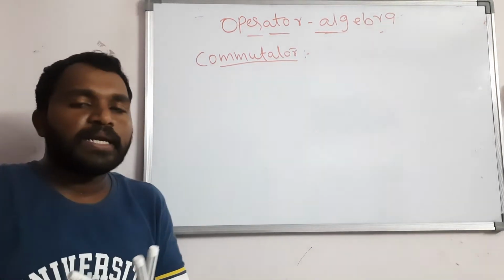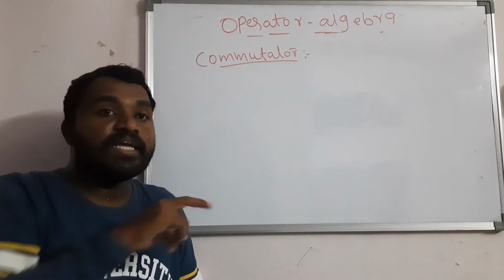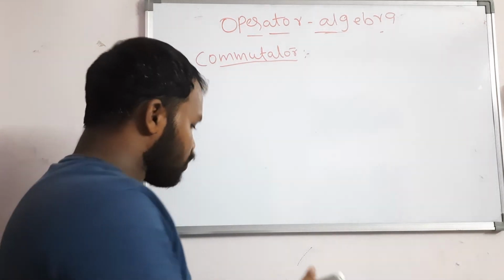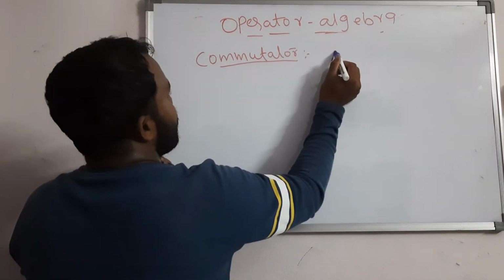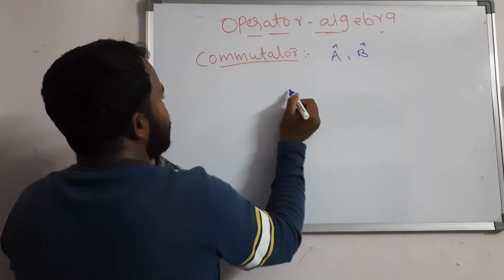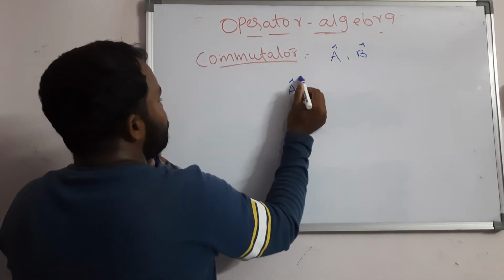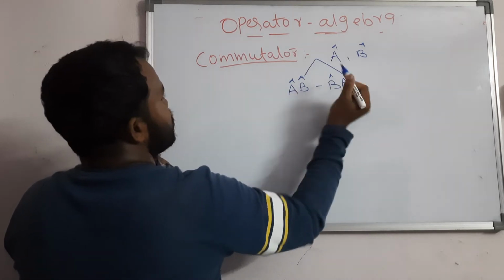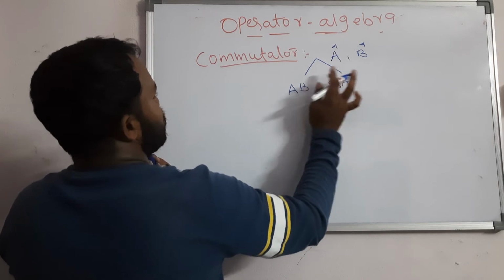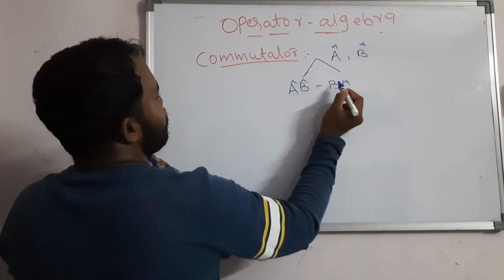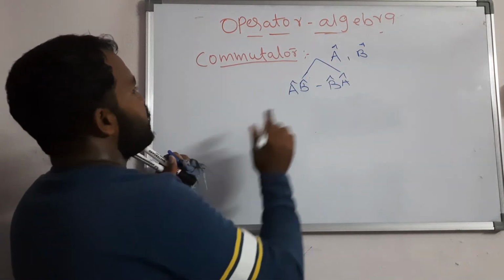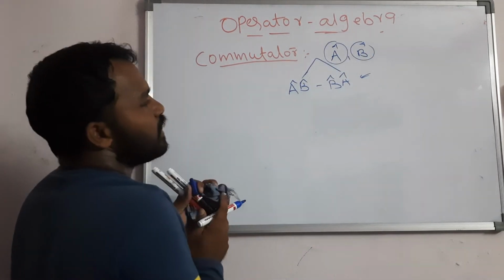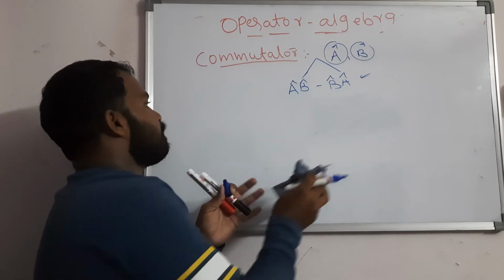If A cap and B cap are two operators, we can construct a new operator, that is A cap B cap minus B cap A cap. So this is the operator. Commutator means A cap, B cap are two operators, and we can construct a new operator, that is AB minus BA.